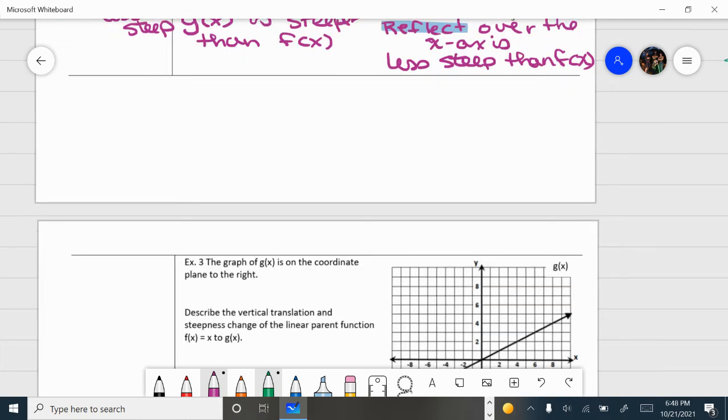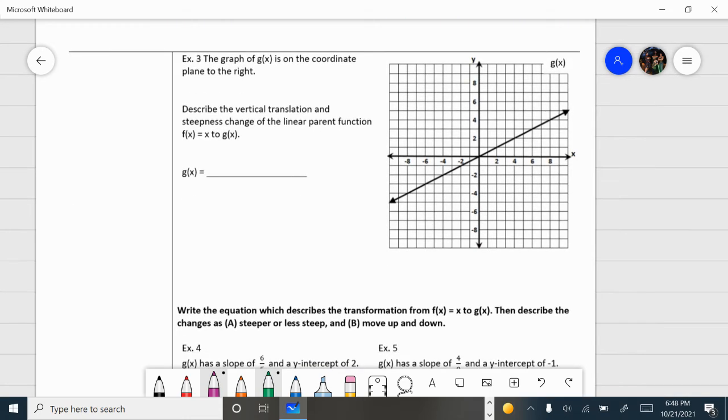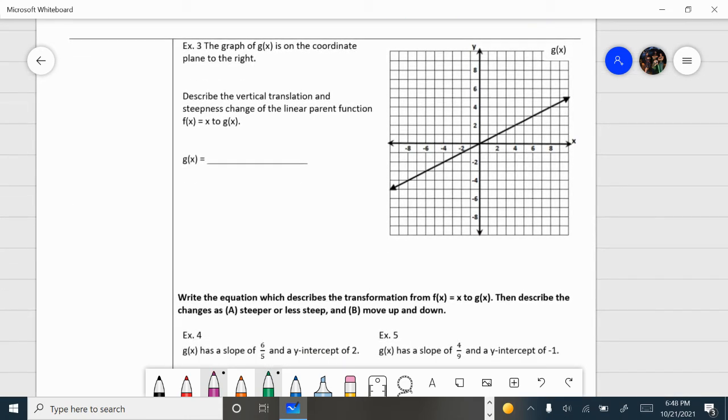So let's look at example 3. All right, so the graph of g of x is on the coordinate plane to the right. It's already graphed for us. And I don't really like where that label is, so I'm going to move the label down here. So this is g of x. They want us to describe the vertical translation and steepness change of the linear parent function, f of x equals x, to g of x.